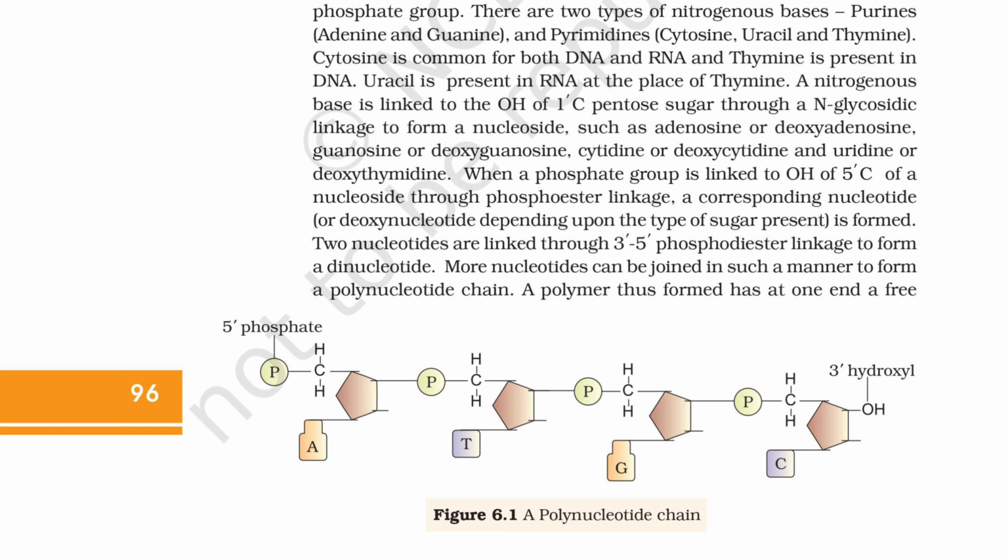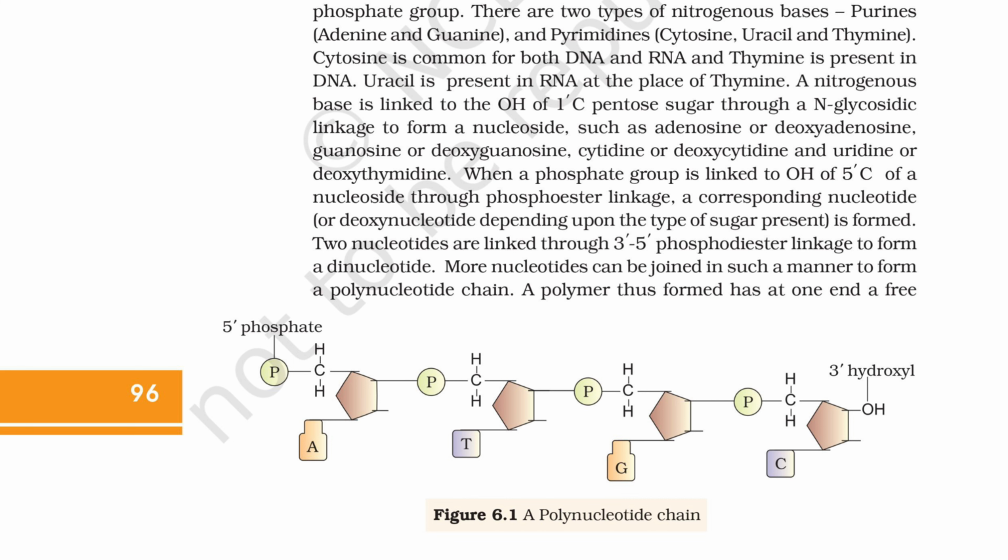A nitrogenous base is linked to the OH of 1' carbon pentose sugar through a N-glycosidic linkage to form a nucleoside, such as adenosine or deoxyadenosine, guanosine or deoxyguanosine, cytidine or deoxycytidine, and uridine or deoxythymidine. When a phosphate group is linked to OH of 5' carbon of a nucleoside through phosphoester linkage, a corresponding nucleotide, or deoxynucleotide depending upon the type of sugar present, is formed. Two nucleotides are linked through 3'-5' phosphodiester linkage to form a dinucleotide. More nucleotides can be joined in such a manner to form a polynucleotide chain.